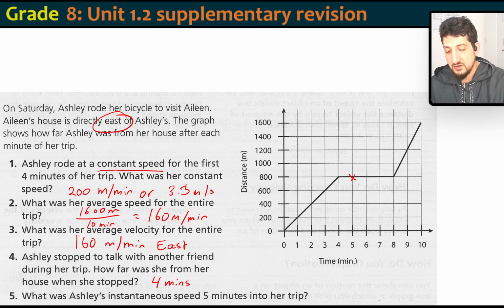Well, at exactly 5 minutes, was her speed 800 divided by 5? Do you think that was her speed? No, it's not. Even though it's distance over time, at this moment here, she's not moving. Speed is equal to the gradient. So at this moment she's actually stopping, so her speed is 0 meters per second. Just be careful with that. If the gradient is flat, it means the person's not moving. On a distance time graph, if the gradient or the slope is flat, it means the person is not moving. So at that moment, her speed is 0 meters per second.